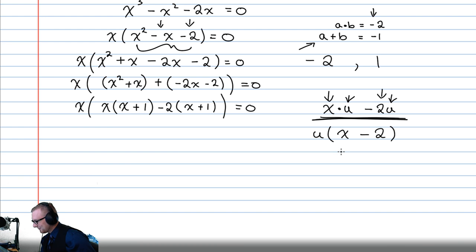You see that? Okay, I did the exact same thing over here. Instead of writing u, though, I just wrote x plus 1. So if I take out an x plus 1, what are we left with? X and a minus 2, right? Oh, yeah. So x minus 2. And don't forget, we still have the x.